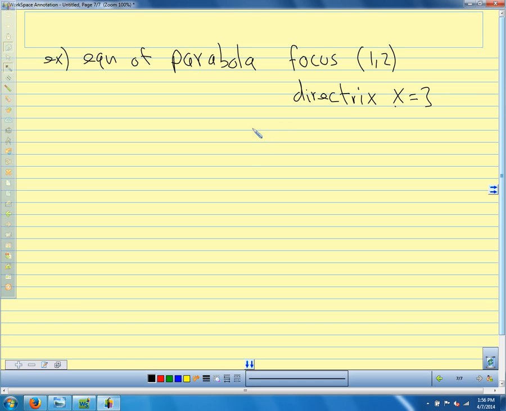So we have these two pieces of information. Let's draw a little sketch. I always suggest you draw a little sketch. So here's my focus at (1, 2). And here's my directrix. x equals 3 is a vertical line, so here's my vertical line at x equals 3.